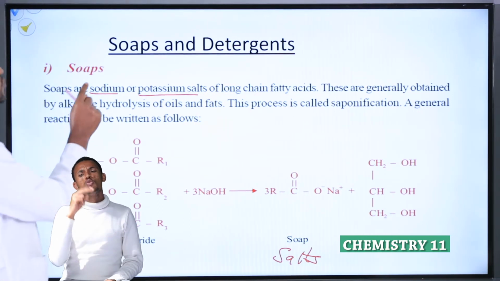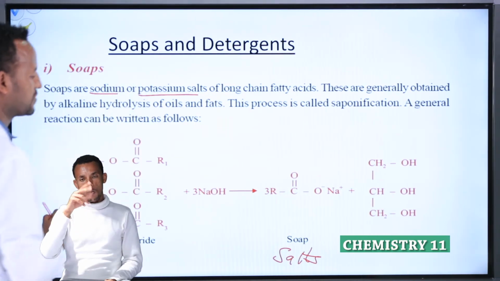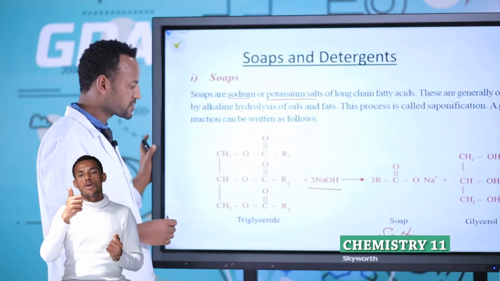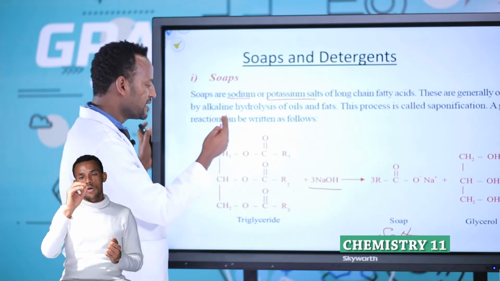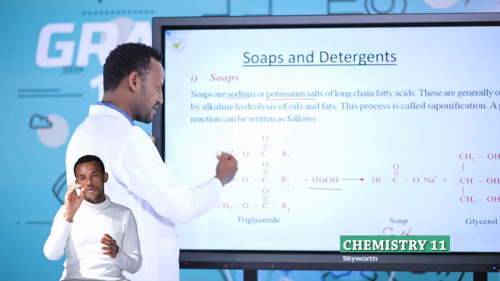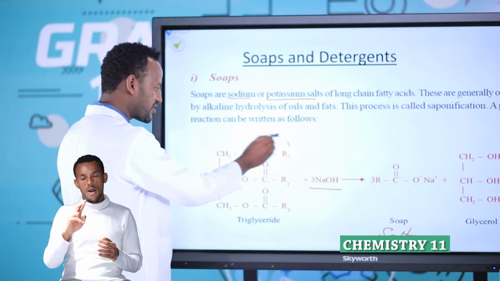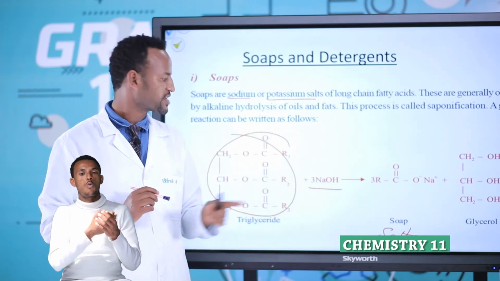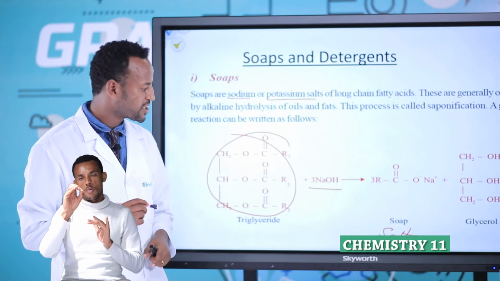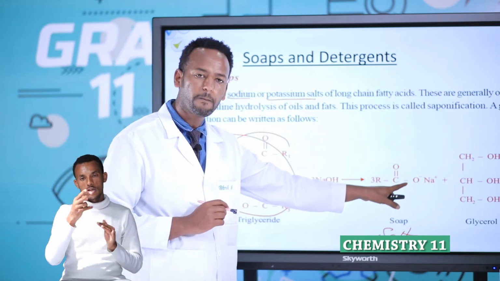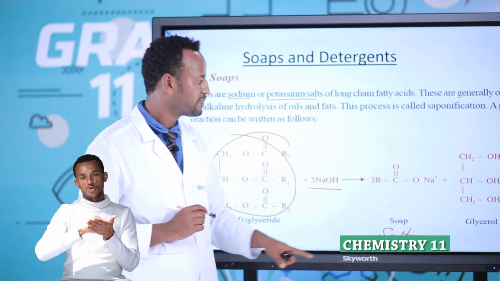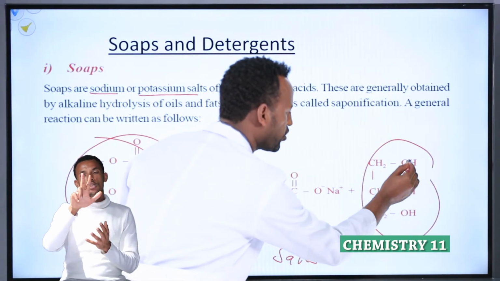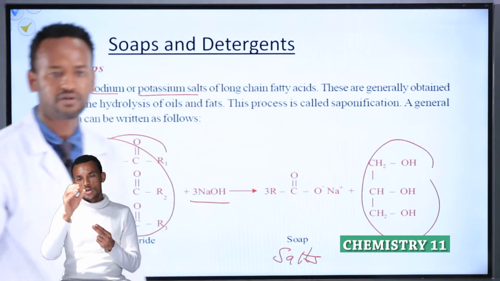By using sodium or potassium strong bases, sodium hydroxide or potassium hydroxide, therefore, RCOOR, and so on. This is a triester. A triester treated by a strong base, such as sodium hydroxide or potassium hydroxide, produces soap. This is soap plus alcohol. This alcohol contains 3 OH groups, glycerol.